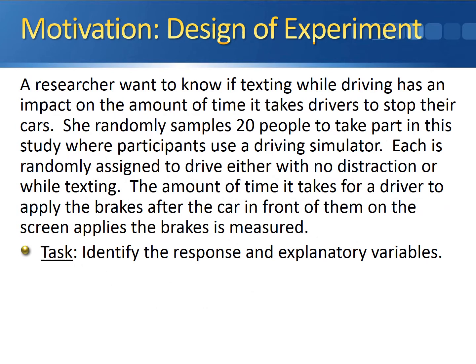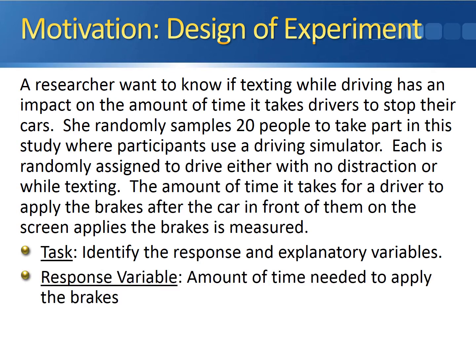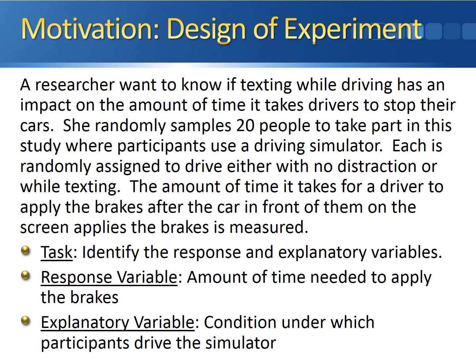What we need to do now is identify the response and explanatory variables. We really have two different things that are going on in this experiment. We're measuring how long it takes the subjects to apply the brakes, and they're doing this under two different conditions, texting and not texting. Since the response variable is the variable that researchers are interested in measuring, our response variable is the amount of time needed to apply the brakes. Since texting while driving can influence the response variable, the condition under which participants drive the simulator is the explanatory variable. We're not measuring anything here with the explanatory variable. We're just using texting or not texting to help determine if a driver's reaction time, or the response variable, is affected.